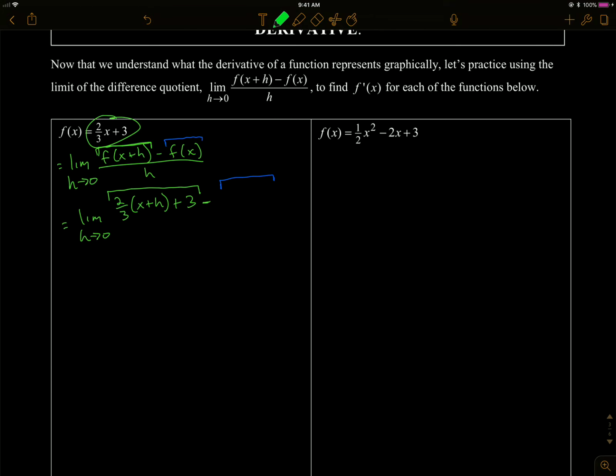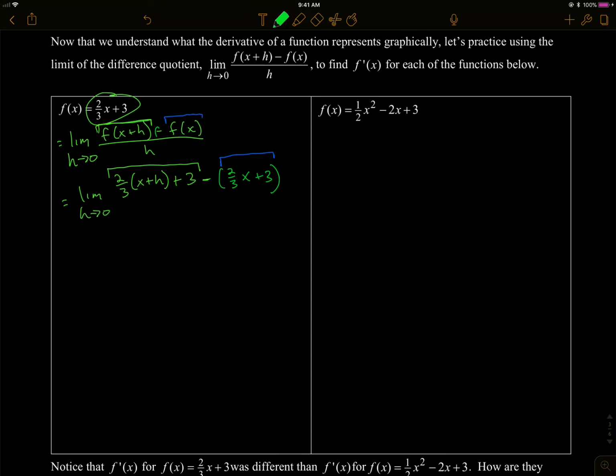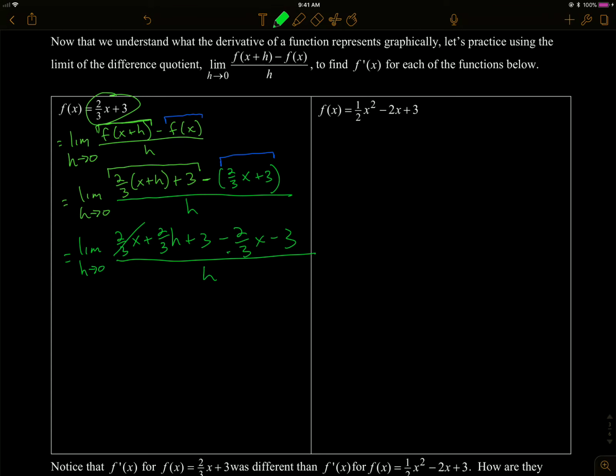So minus f of x, so that's going to be 2/3 x plus 3. Why the parentheses? Because with that minus sign, you have to make sure you distribute it, all over h. Now we can start simplifying this difference quotient, because direct substitution will not work right now. We've got to cross out that h on the bottom. So I'm going to distribute my 2/3 and distribute my minus sign. Anything that doesn't have an h in it better go away. 2/3 x minus 2/3 x. 3 minus 3. Perfect.